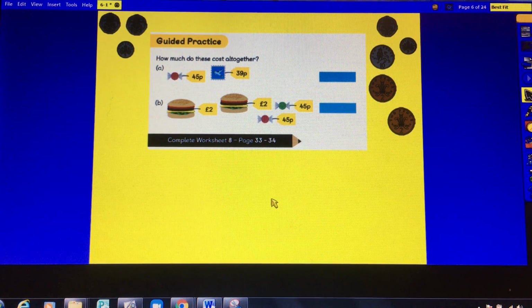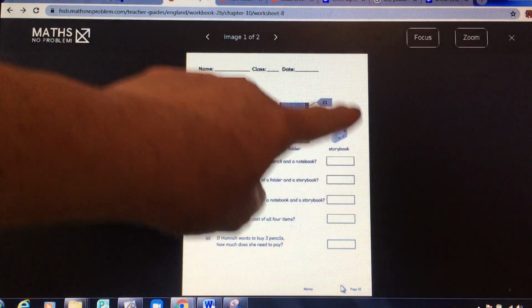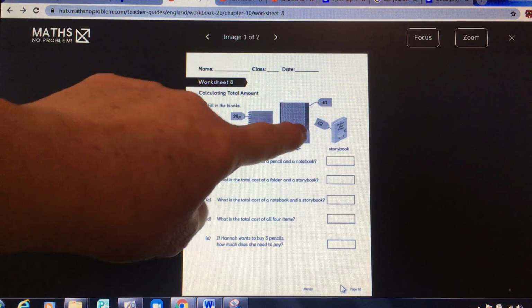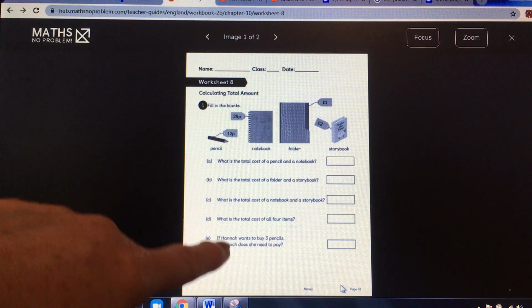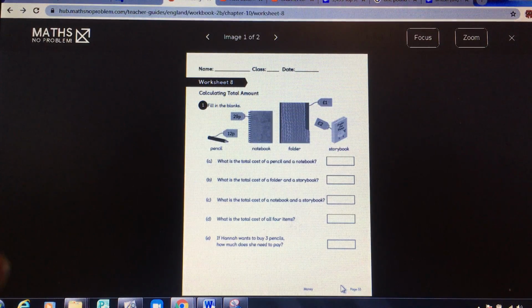Again, children, remember you can use your specimen notes and coins to help you with your adding up and your finding the totals. If you complete this work in less than an hour, then you can move on to complete worksheet 8 in your workbooks, pages 33 and 34, and they should look like this. Again, okay, we've got some items here. Look at them very carefully and their little price tags, and you've got to answer the questions A to E, and you're finding the total cost of whatever the question asks you.